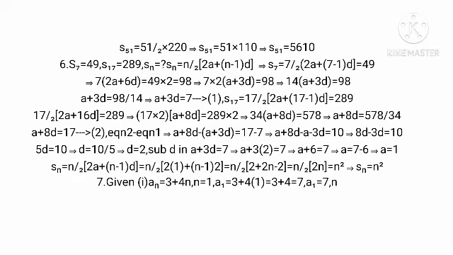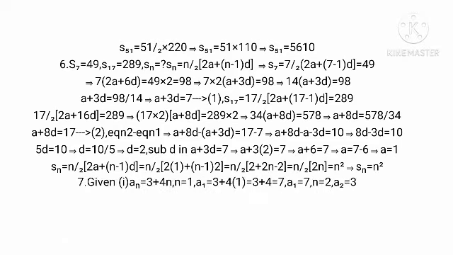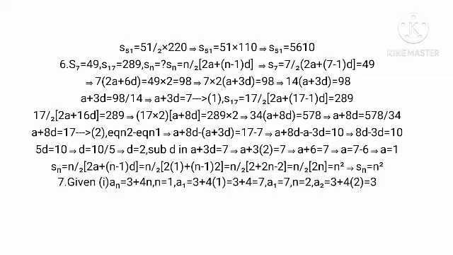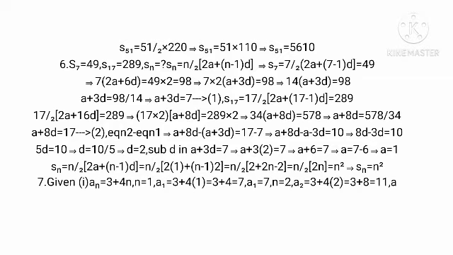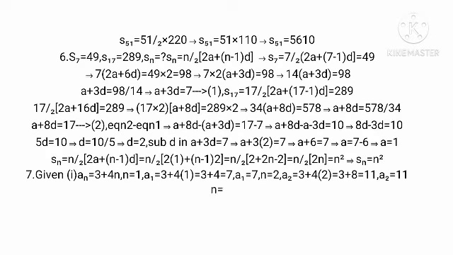Let us take n is equal to 1 and substitute. We get a1 is equal to 3 plus 4 into 1, which is 3 plus 4 is 7. a1 is equal to 7. And now n is equal to 2, we have to substitute. a2 is equal to 3 plus 4 into 2, that is 3 plus 8 is equal to 11. a2 is equal to 11.